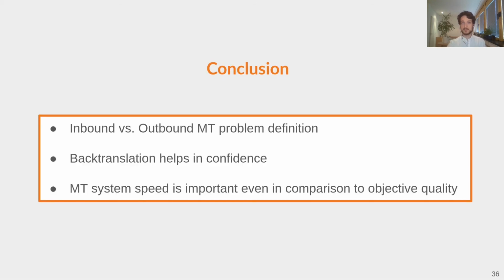To conclude, in this work we defined the issue of inbound and outbound translation. And in an experiment, we saw that MT system speed is more important in user confidence than its objective quality. And finally, we focus on backtranslation, which is a common practice for many people and me as well, when using publicly available MT systems. We saw that providing this feedback helps only in their confidence, but not at all the overall translation quality.